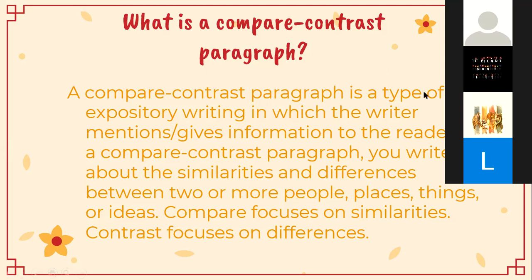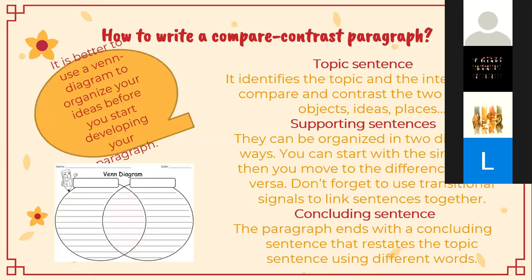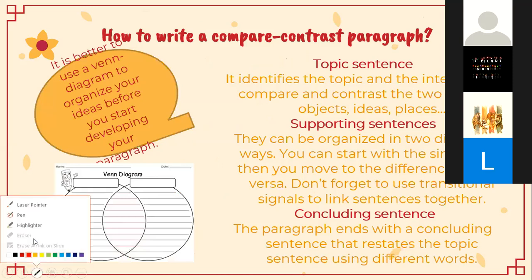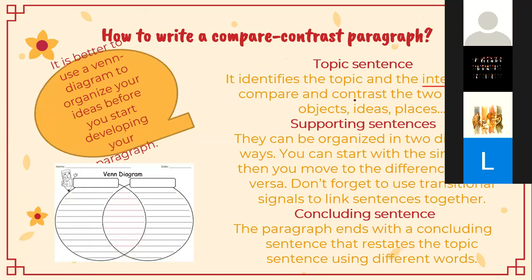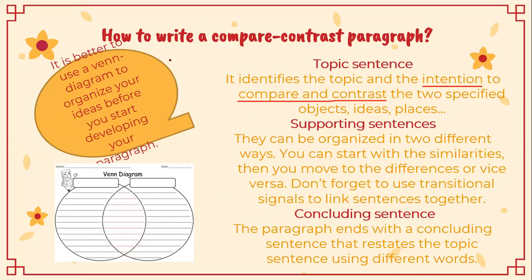So in the topic sentence of the compare and contrast paragraph, I have to mention the two ideas, or the two objects, or the two people that I'm going to compare and contrast. So the topic sentence identifies the topic and the intention to compare. You see the intention. This is very important. I have to show the reader that I'm going to compare and contrast the two specified objects, ideas, or places. So in the topic sentence, I have to mention the main idea of my topic.